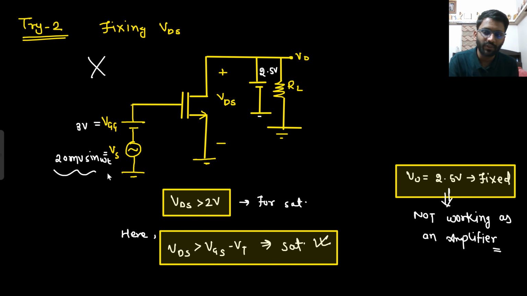So what happened to this 20 millivolt sin omega t? Is that amplified? No. At output you are having a fixed voltage, that is 2.5 volt. And already you are having a battery of 2.5 volts. So why do you need this MOSFET? What is the use of this MOSFET here? There is no use of this MOSFET, right? You are not even amplifying the voltage. You needed the MOS as an amplifier.